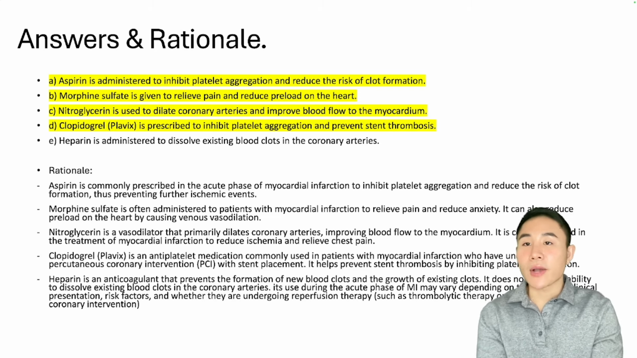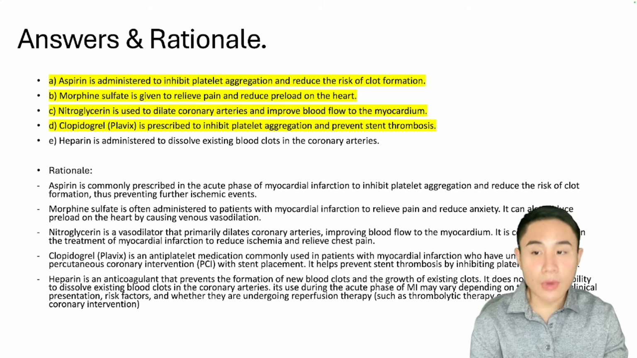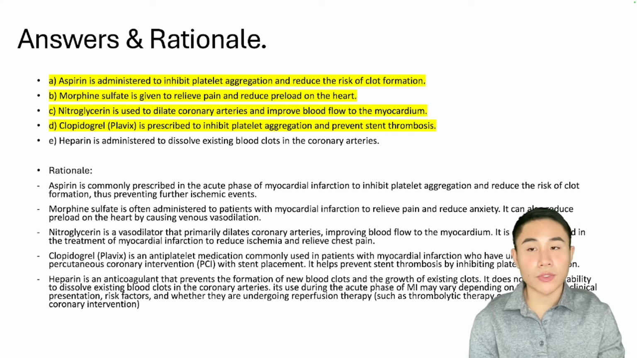See? Alright, so answer and rationale. So we have A, B, C, D are correct, and E is incorrect. So we do not choose E. For the rationales, I'm going to read them very quickly.